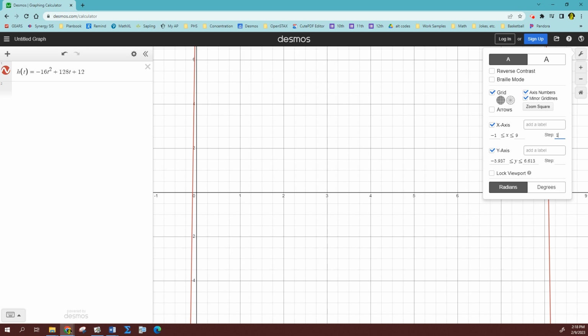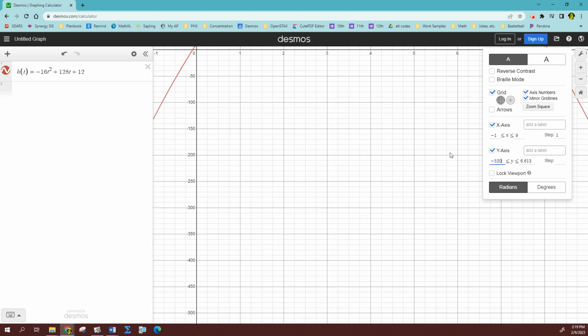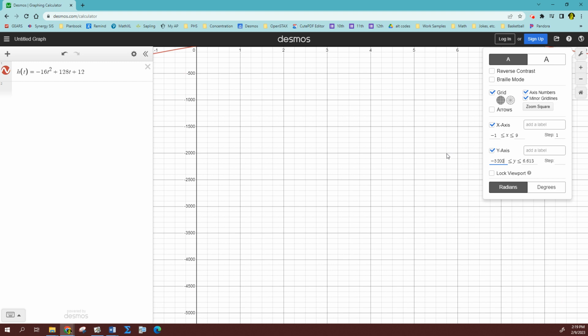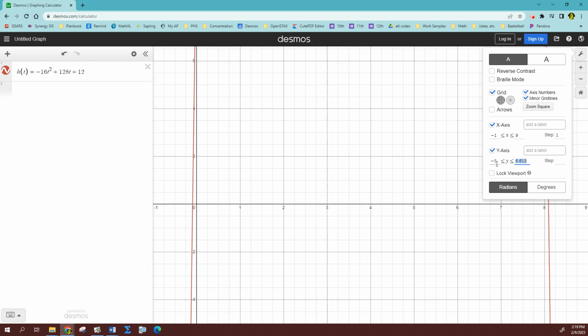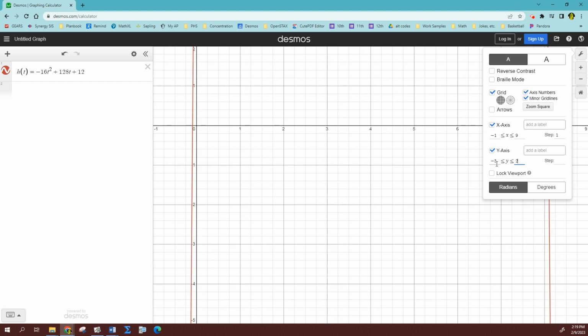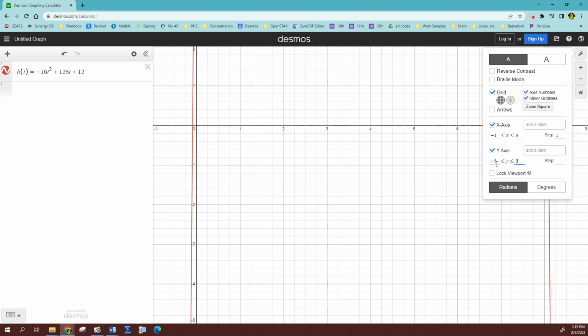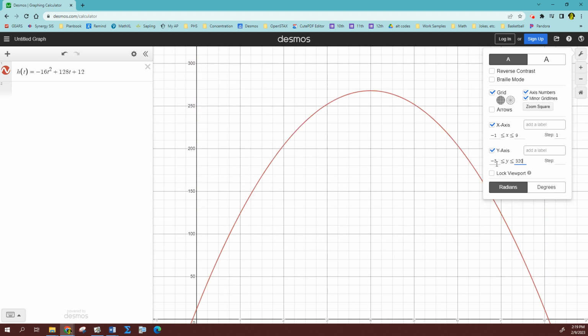Okay, by ones. And then on the y-axis, we're just going to have to estimate. Let's go from negative 5 up to 200. Not quite. So what do you think? 240? No. 300? 320? There we go. Good enough.